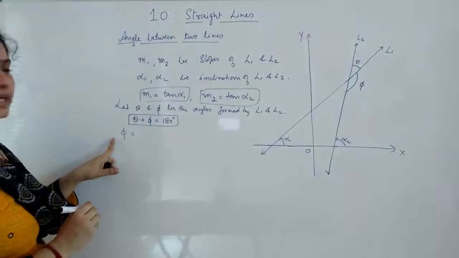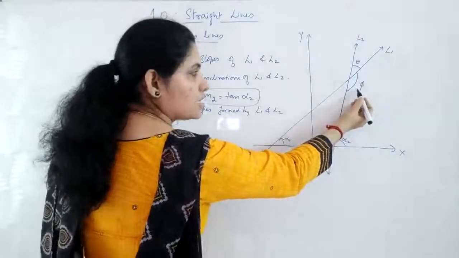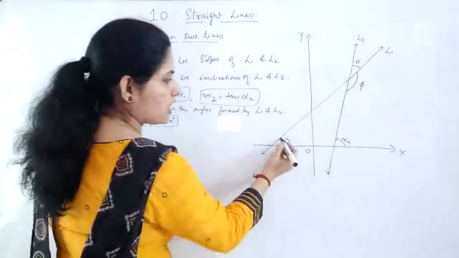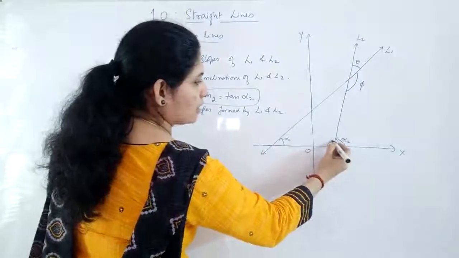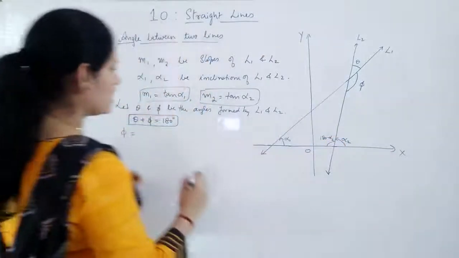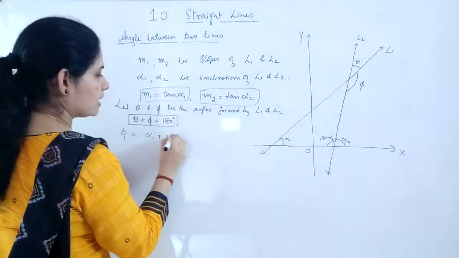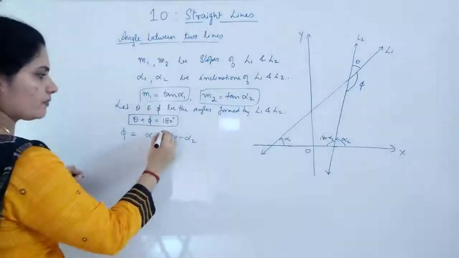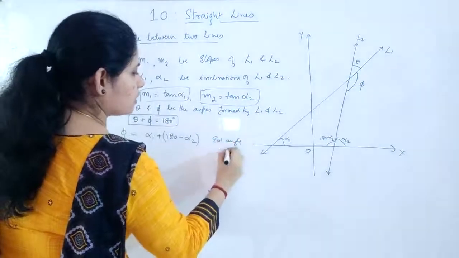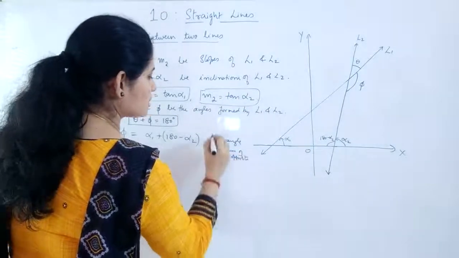If we consider this as a triangle, phi is acting as the exterior angle. So exterior angle is equal to the sum of opposite interior angles. Opposite interior angles means this angle plus this angle. Now since this is alpha 2, this will be 180 minus alpha 2. So what we will get is phi can be written as alpha 1 plus 180 minus alpha 2, right? So the exterior angle is equal to the sum of opposite interior angles concept is giving you this result.